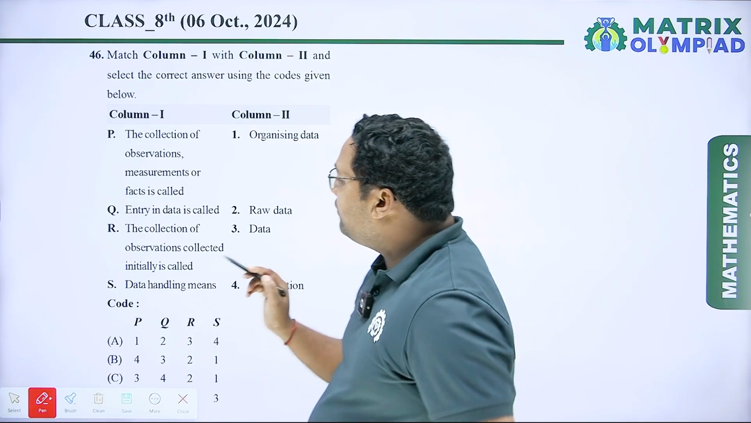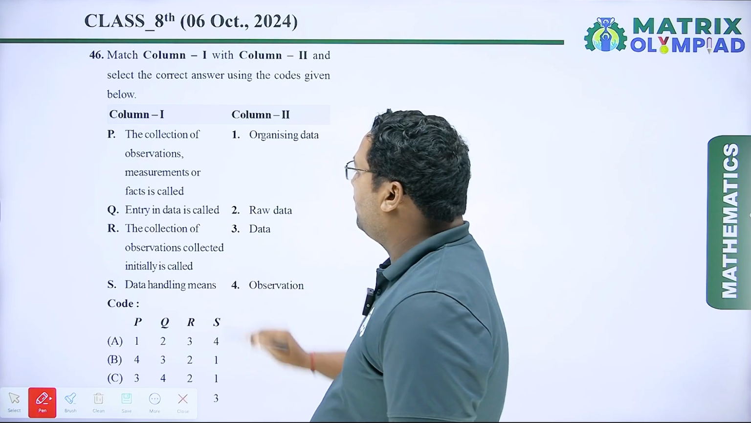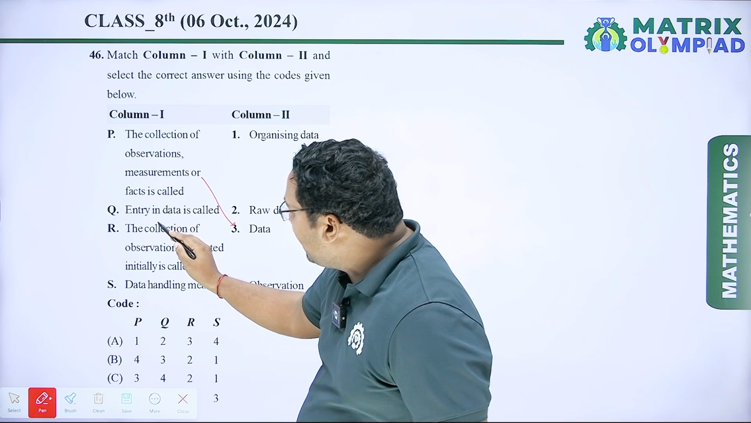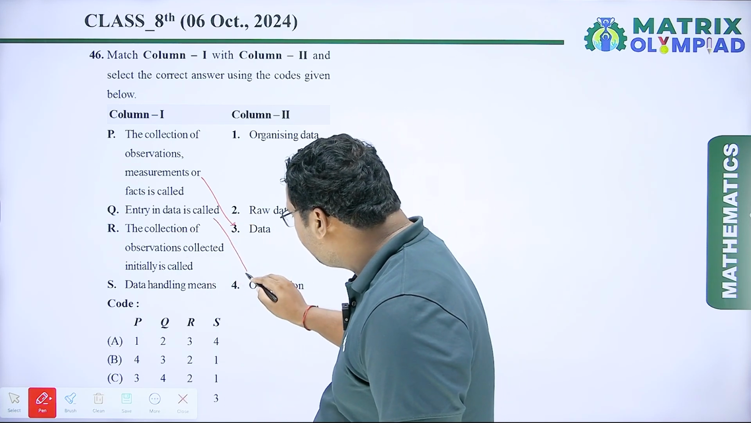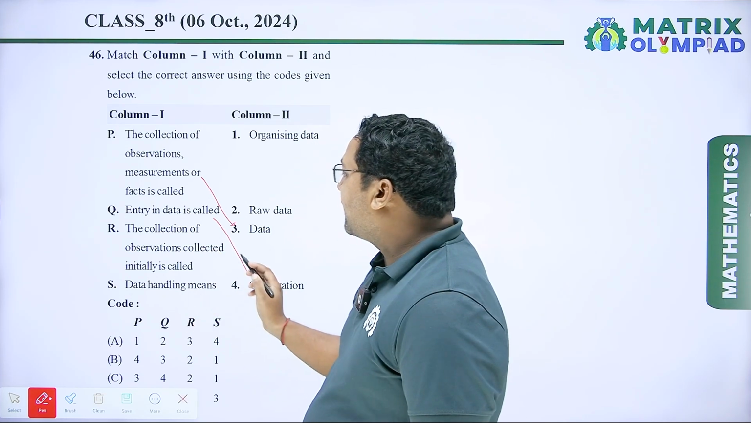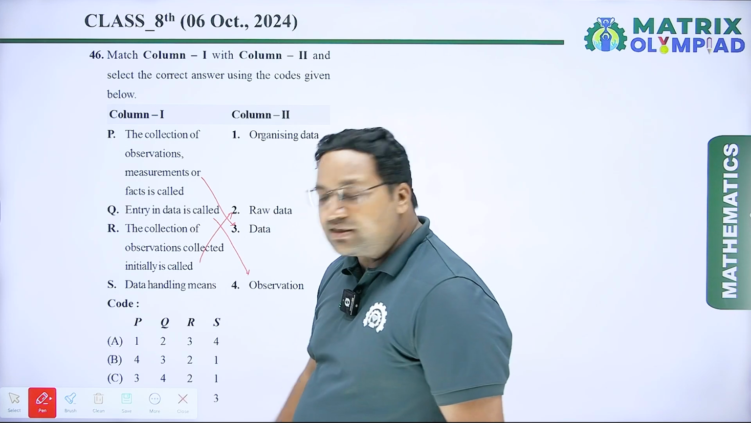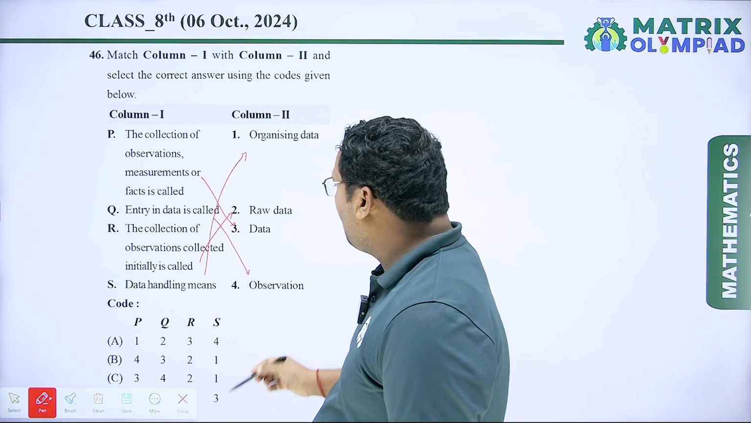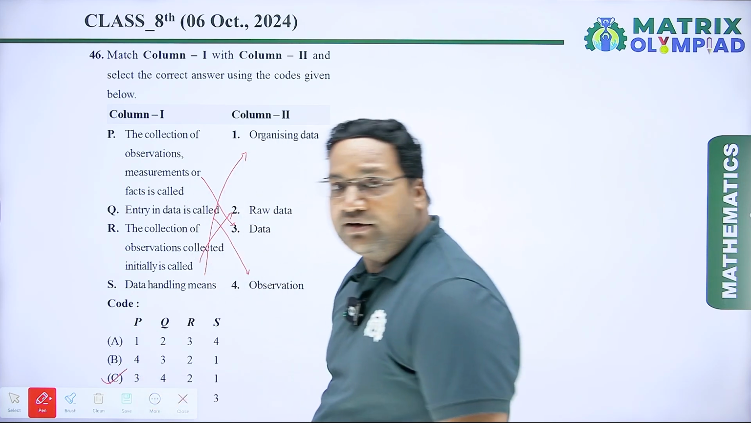Next, question number 46. The collection of observation, measurements or facts is called data. Next, entry in data is called observation. Next, the collection of observation collected initially is called raw data. And last, data handling means organizing data. So correct option is 3 4 2 1, which is option number C.